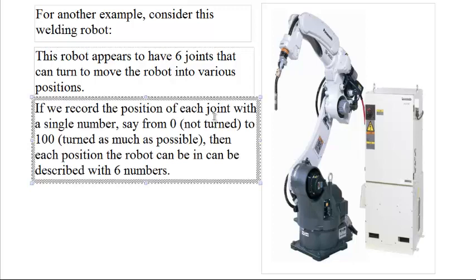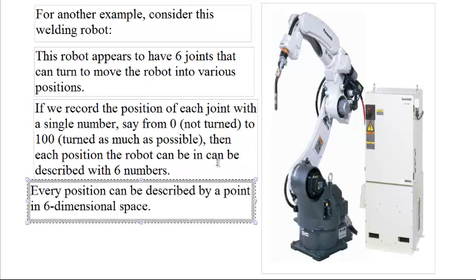Now, if we consider the position of each joint with a single number, say, it turns all the way one way and all the way the other way. Well, if all the way one way is 0, we'll call that not turned at all, and all the way the other way is 100, you could keep track of how much each of the six joints has been turned at any given moment. So every position the robot could possibly be in can be described with six numbers. What's the first joint at? What's the second one, third, fourth, fifth, sixth? So if I gave you all the numbers, you could tweak it and put the robot in that position. You could tell exactly what it was. Now furthermore, that means that every position of the robot is a point in six-dimensional space.